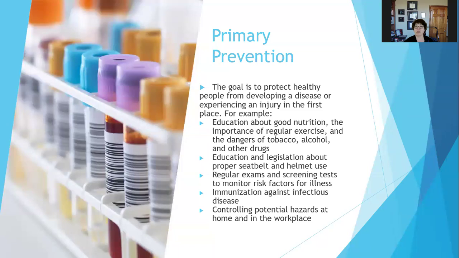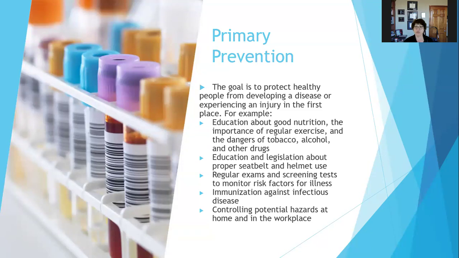Primary prevention is we want to protect healthy people from getting sick in the first place, right? We don't want to develop a disease. So the kind of things that can be thought of as primary prevention are education about good nutrition and the importance of regular exercise and the dangers of alcohol, tobacco, and other drugs. And education and legislation about proper seatbelt and helmet use. That's important. And regular exams and screening tests to monitor risk factors for illness.